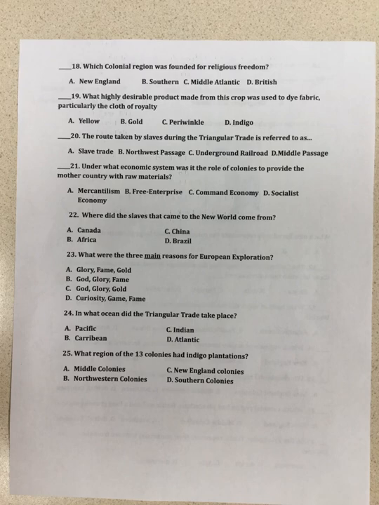Question 25. What region of the 13 colonies had indigo plantations? Is it A, the middle colonies, B, the northwestern colonies, C, the New England colonies, or D, the southern colonies?